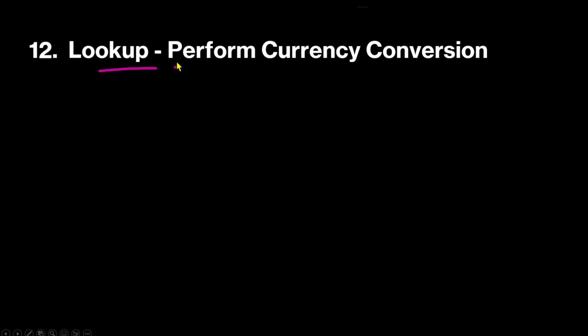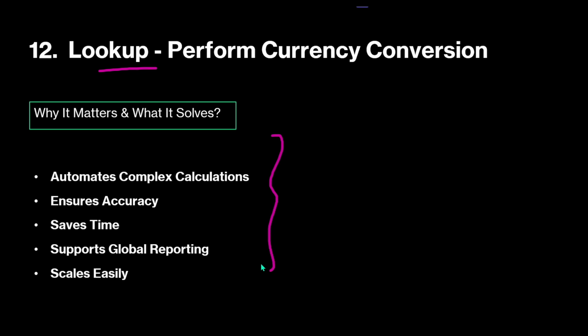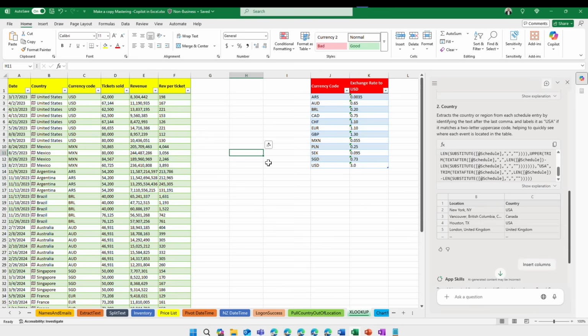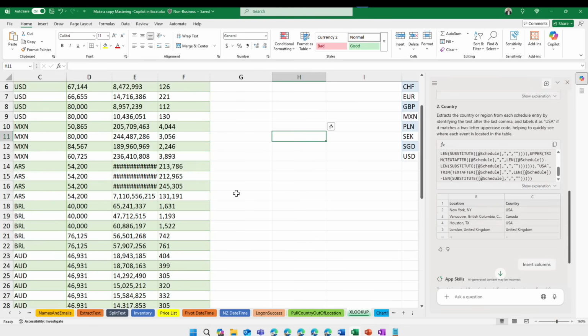Next feature is lookup. This feature in Excel along with Copilot will eliminate the need to manually write VLOOKUP or index match for any sort of exchange rate. You can apply the correct rate for any transaction without any sort of human error, and you can convert large data set to a common currency in seconds. Now let's go and learn how you can actually use this lookup functionality using Copilot.